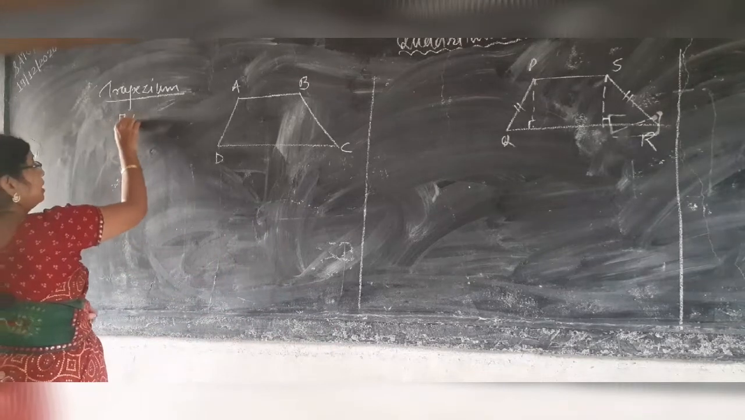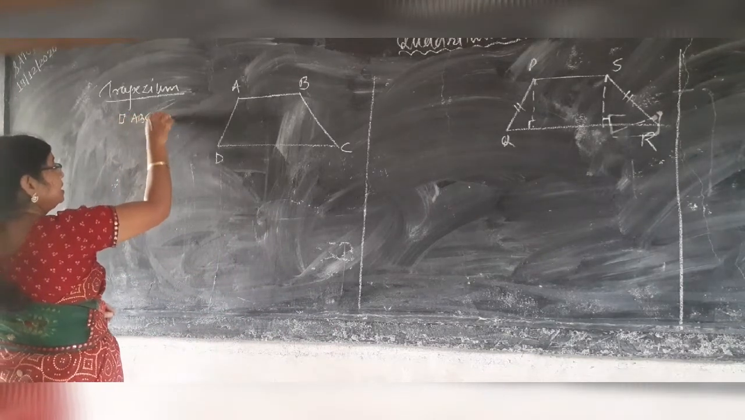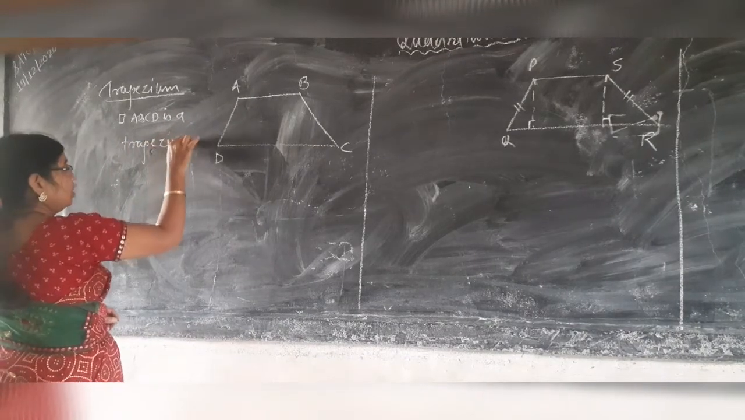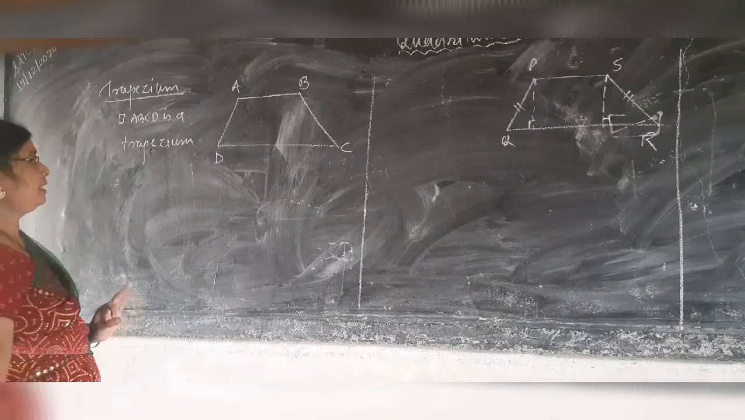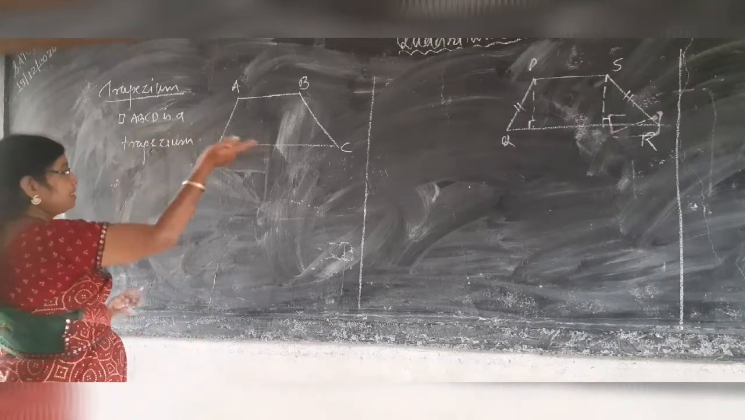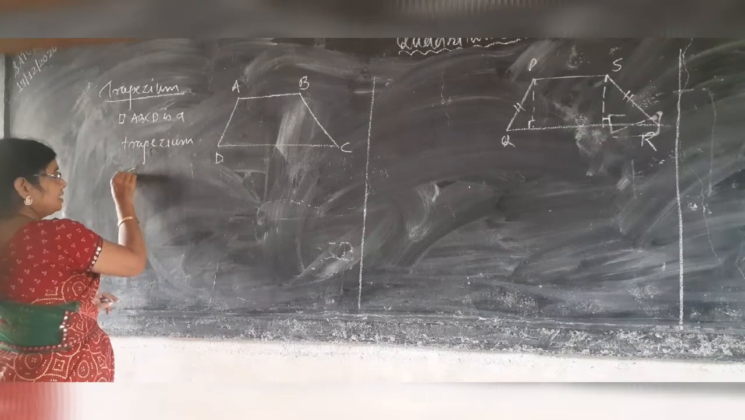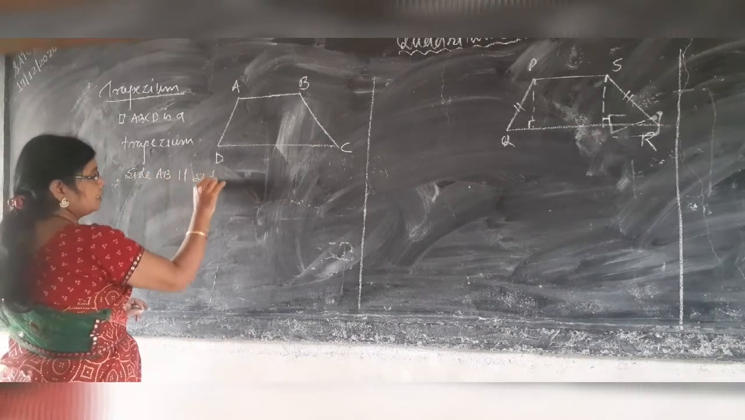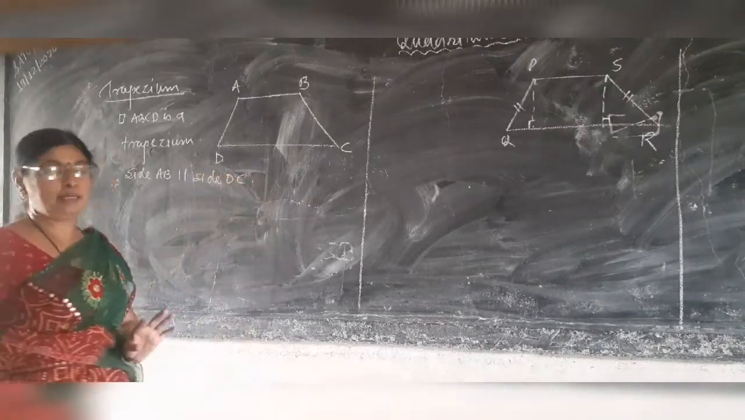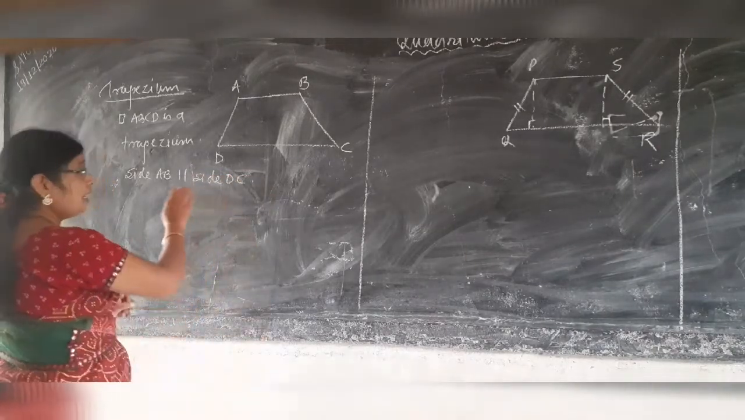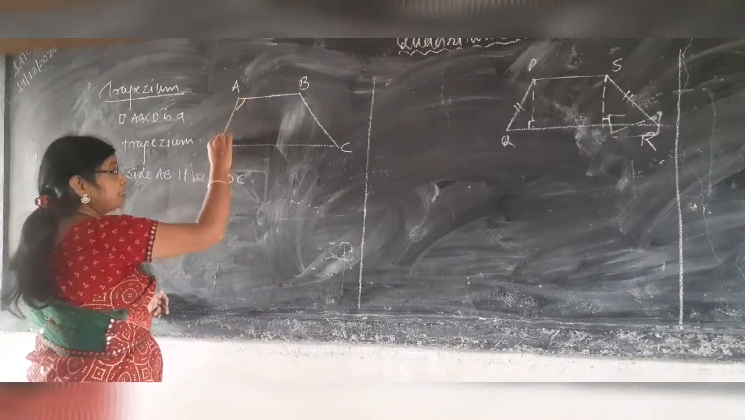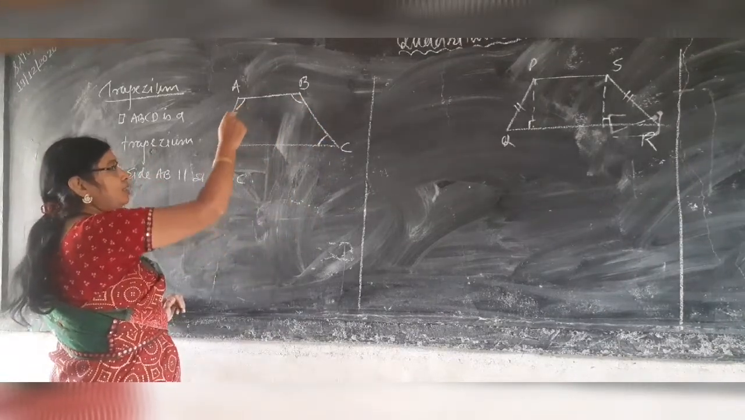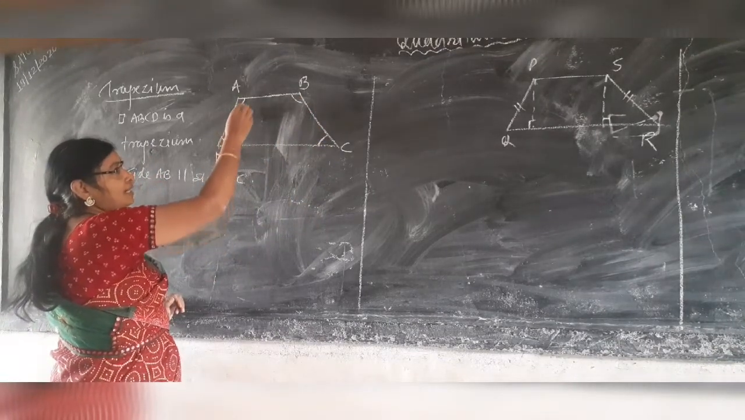Now here, quadrilateral ABCD is a trapezium. If ABCD is a trapezium, which sides are parallel? Side AB is parallel to side DC. And then these angles are which type of angles? Supplementary angles or interior angles. Adjacent angles and interior.